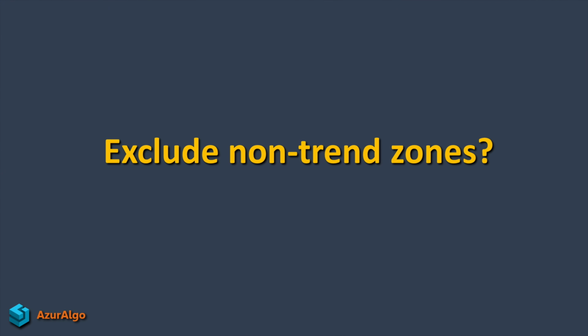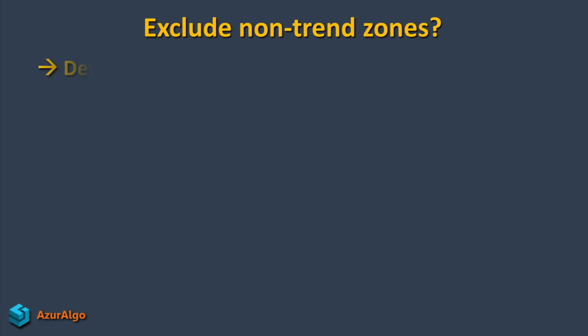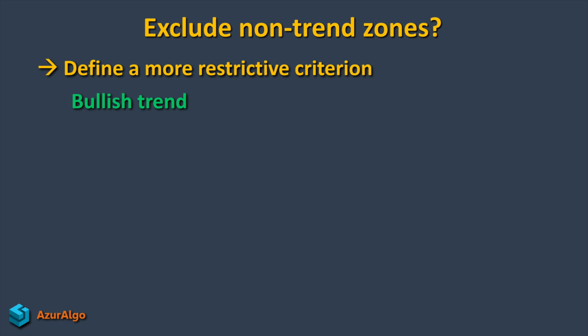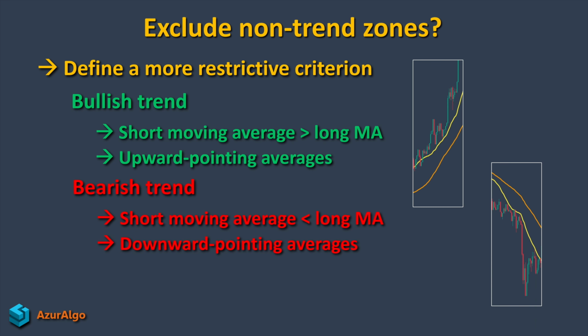How can we eliminate trendless zones and reduce detection lag? To achieve this, we need to define a more restrictive criterion. The one I propose is as follows. We will consider an uptrend when the short moving average is positioned above the long one, as before, but we will add the constraint that both moving averages must be pointing upwards. For a downtrend, the reasoning is similar, but reversed. Everything else will be either a consolidation period or a potential trend reversal.